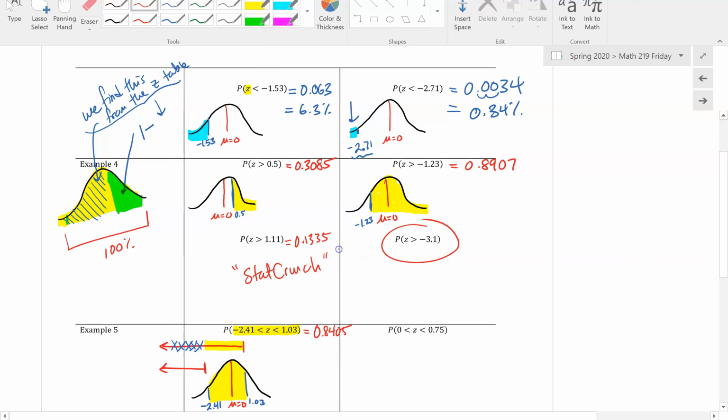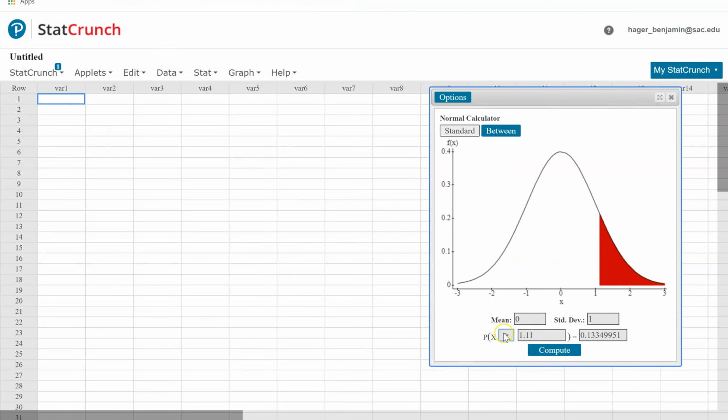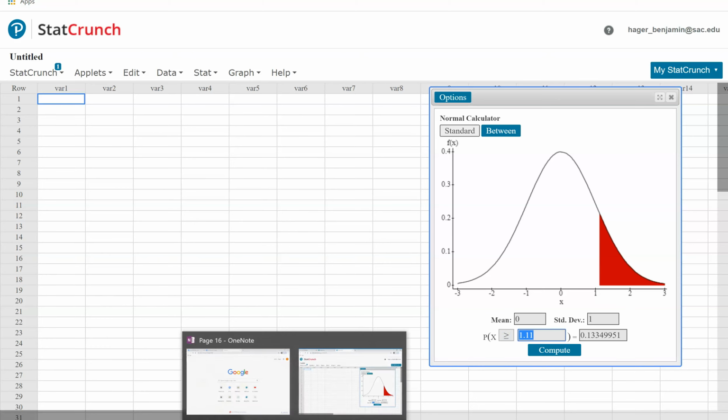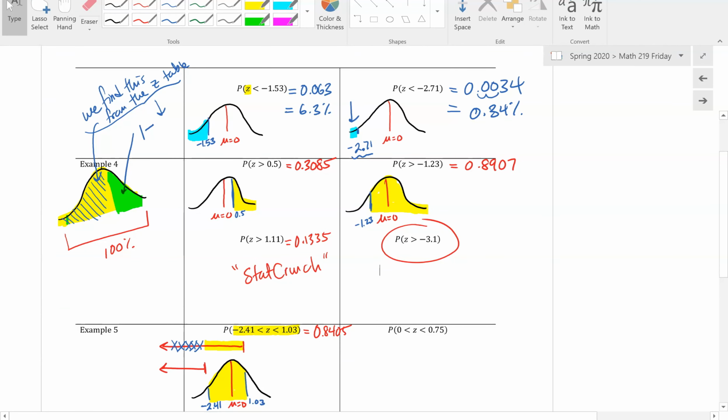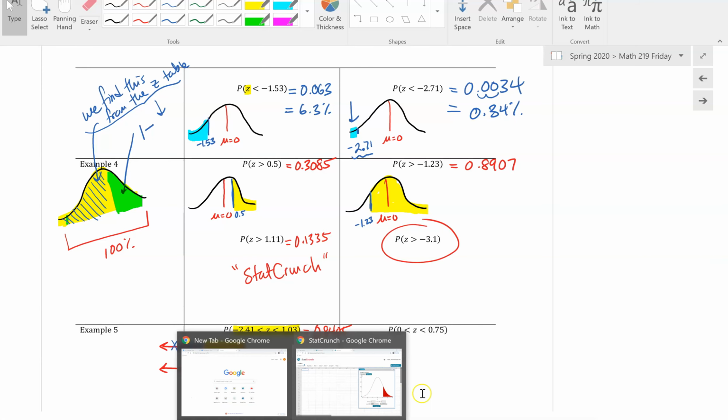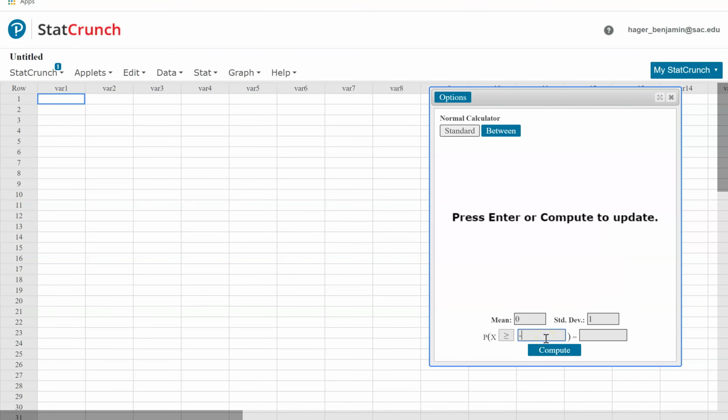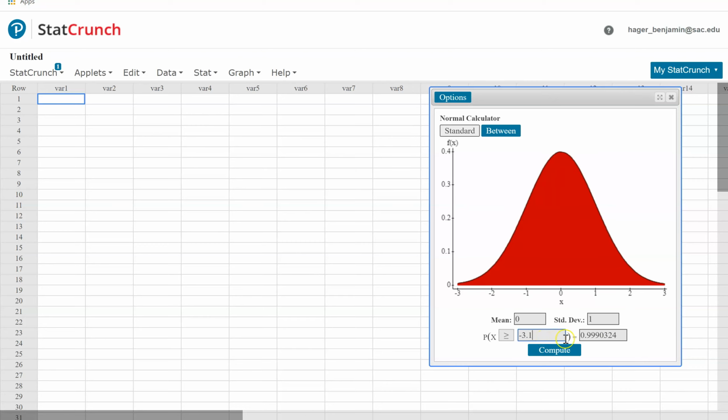Let's do this one. I want the probability of getting a z-score greater than negative 3.1. Go back here. Again, don't get alarmed that that's x. These are z-scores I'm typing in because I'm on a standard normal curve. And I know it's standard normal because I have a mean of 0 and a standard deviation of 1. I want the probability of being greater than negative 3.1. There it is, 0.9990.